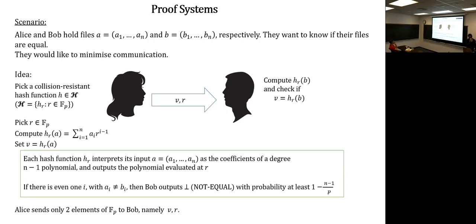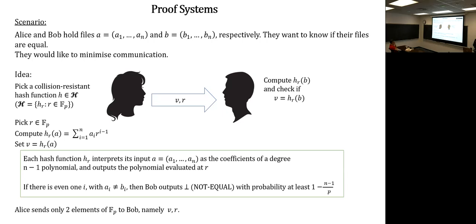So she computes the value V, which is H_R of A. Basically, this polynomial evaluated in that random value R, and she sends that value V and R to Bob. So Bob knows that we are working with a hash function, which is a polynomial of degree n minus one. And Bob also received the value R. So Bob evaluates the hash function in the value R, using his own coefficients from his own vector, from his own file, and compares whether this is equal to V, the evaluation value of Alice.